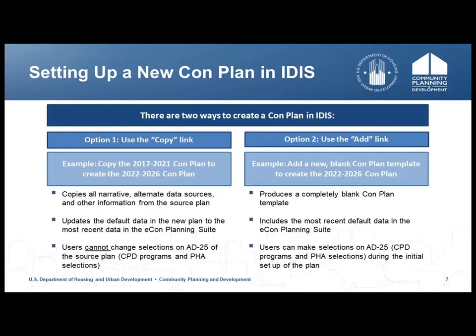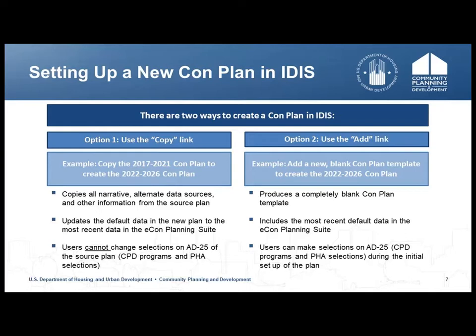The downside of option one is that you won't be able to edit specific information for the new con plan. This includes the CPD grant program selections and the public housing authorities that are included on the AD25 screen. So if the grant programs or PHAs that are listed in your previous con plan are no longer accurate for your jurisdiction, do not use option one to create your new plan because you won't be able to update this information. Instead, you're going to want to use option two.